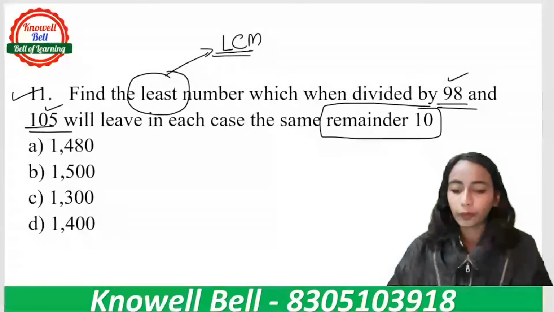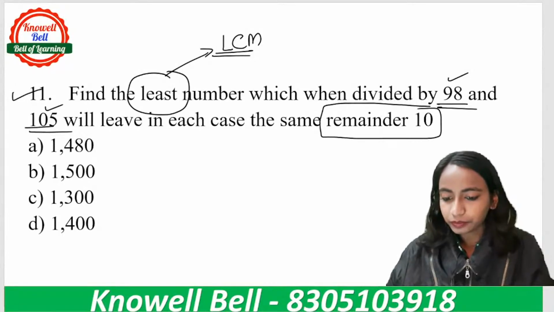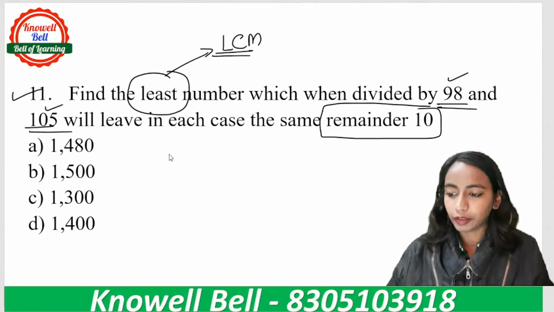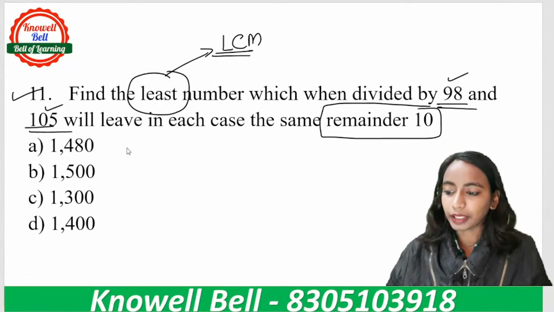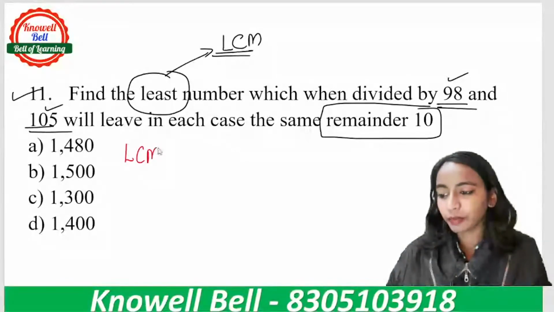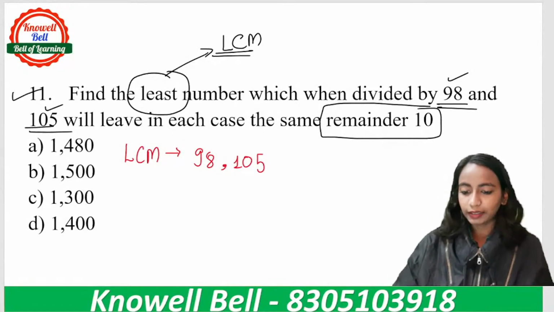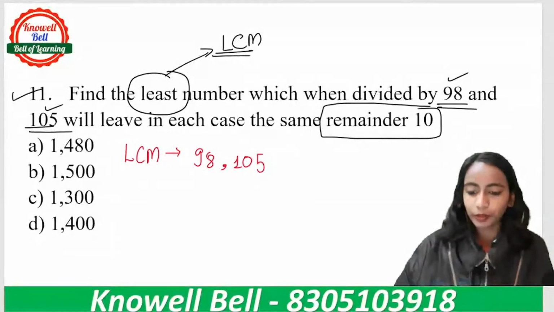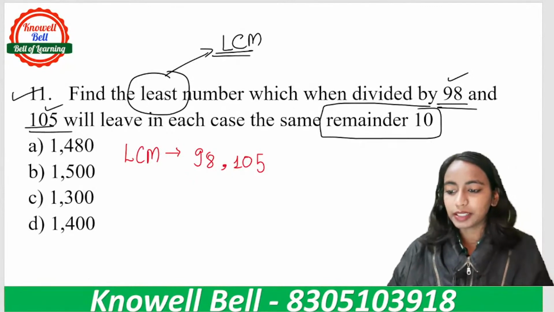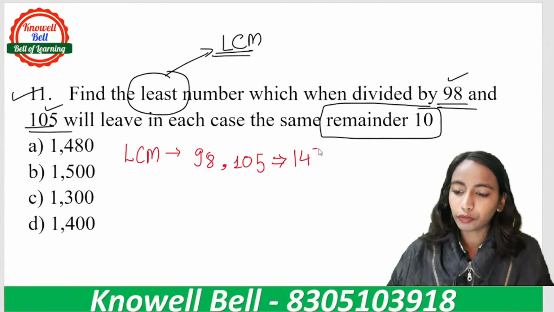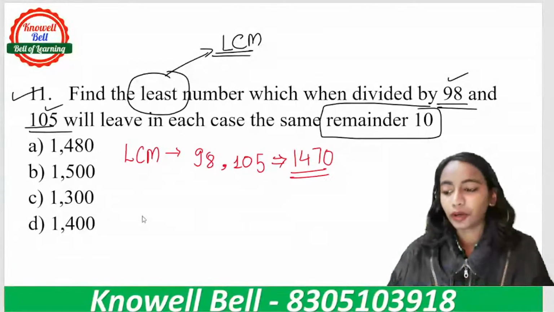So now step by step, what are we going to do? We have to find the LCM of 98 and 105. So get started. What will be the LCM of 98 and 105, everyone? Calculate it. Very good, Shresht, Om, Anushka. Correct. The LCM is 1470.